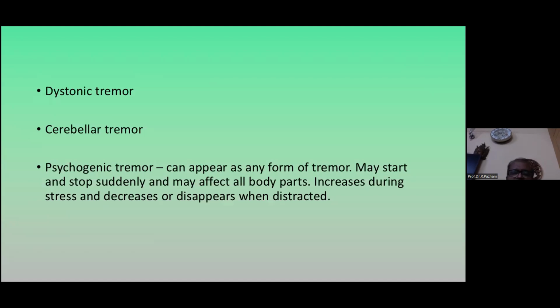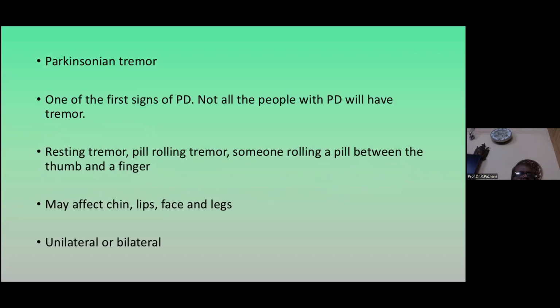Cerebellar tremor, which I told you about, is the intention tremor. Psychogenic tremor: there are times you see patients with very odd and mixed manifestations. You don't know what is wrong with them. You have a suspicion they are not the normal classical tremor patients, and they have some kind of behavioral issues, which gives a clue that they can have some stress behavior. It can appear as any form of tremor, may start and stop suddenly, and may affect all body parts. It increases during stress and decreases or disappears when distracted. So when you distract them, when you're talking to them, or when they are given some other task to do, at that time the intensity comes down, which gives a clue that it can be a psychogenic tremor.